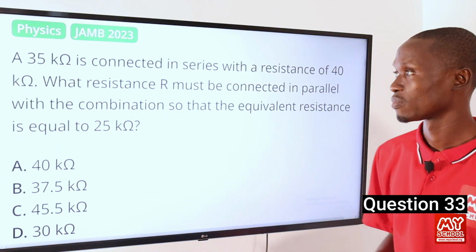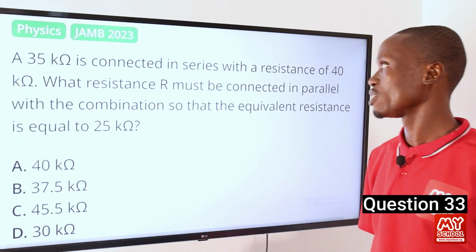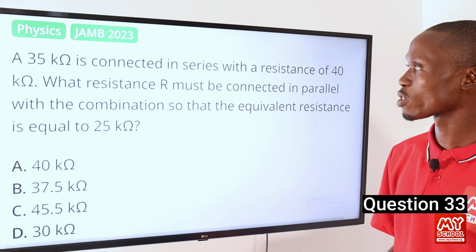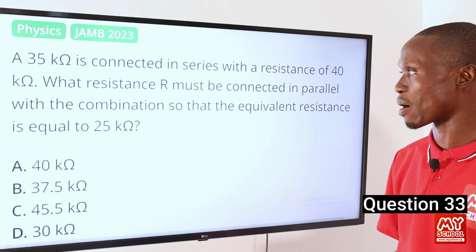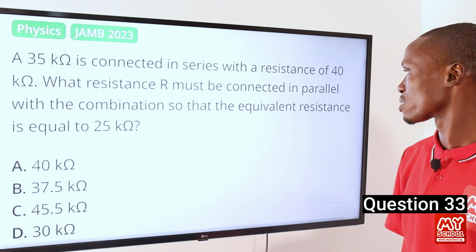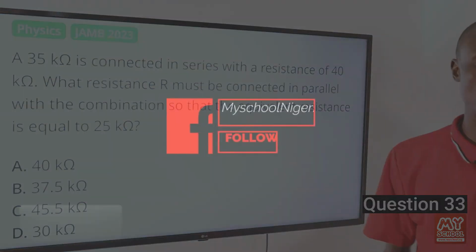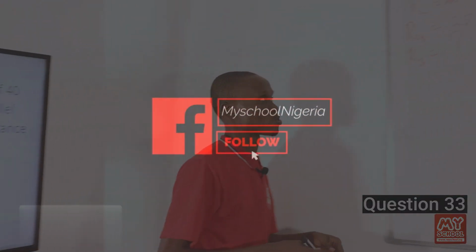Question 33. A 35 kilo ohms resistance is connected in series with a resistance of 40 kilo ohms. What resistance R must be connected in parallel with the combination so that the equivalent resistance is equal to 25 kilo ohms? So let's move over to the board to solve that problem.